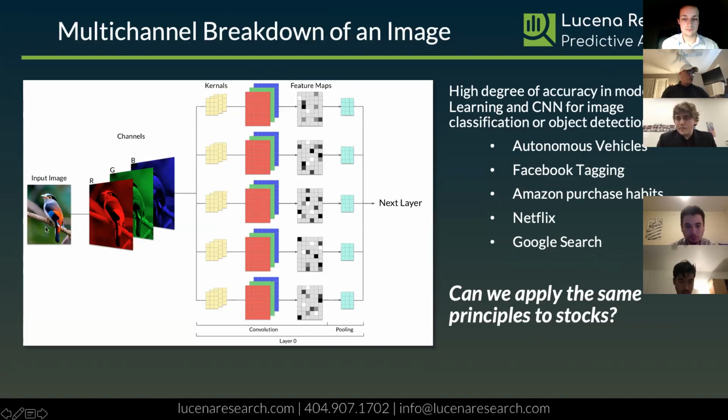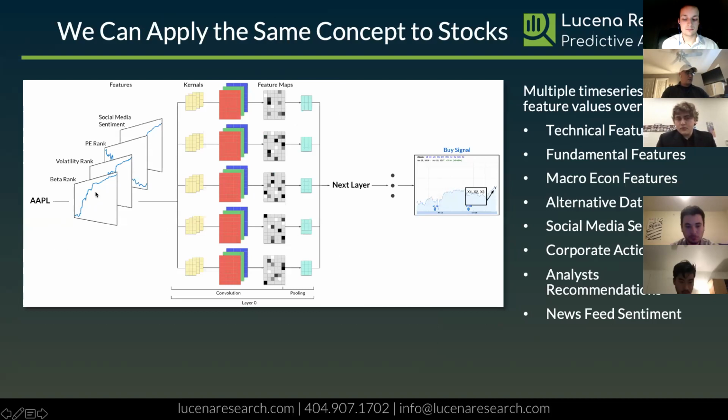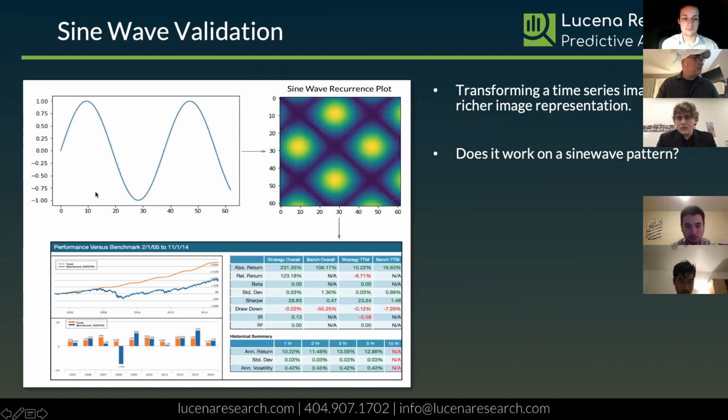So we wanted to find out if there's a way to transform these time series representations to a much richer representation. And we found an interesting approach. It's called GADF, and I'll talk about that in a second. But you can see here on the left side is a sine wave, and on the right side is basically a richer representation of that sine wave.